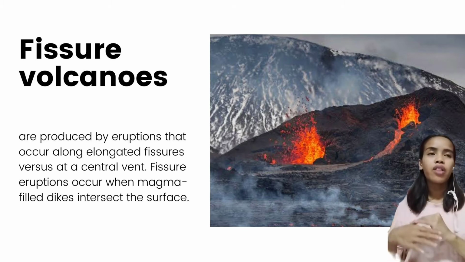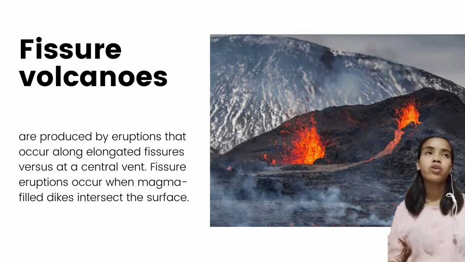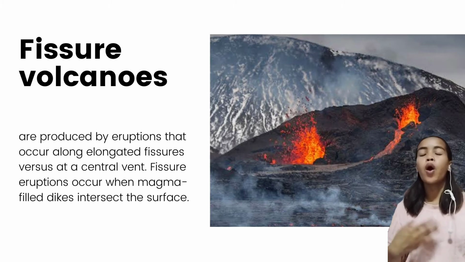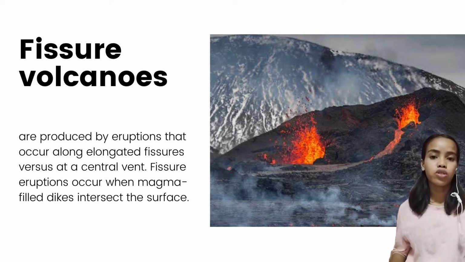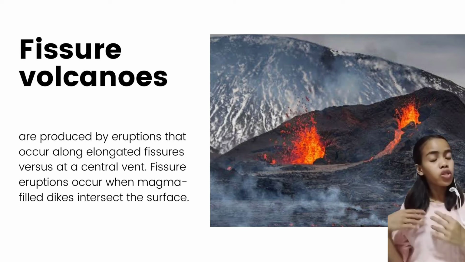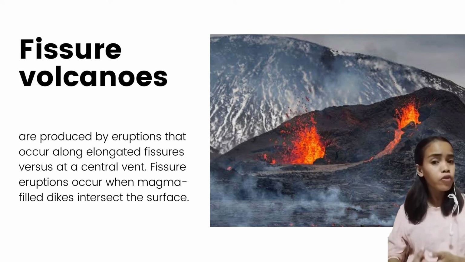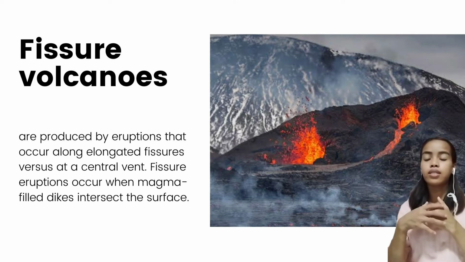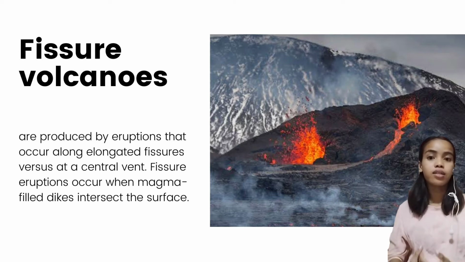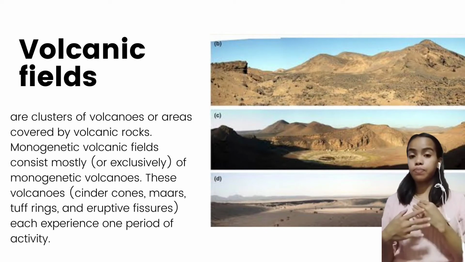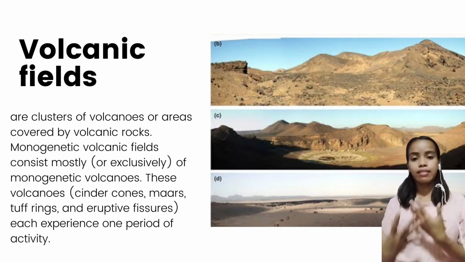So there is a long period, over a long time, of magma activity in these types of volcanoes. So in short, of course, it is a type of volcano that is very dangerous because it is a very hot volcano. So this is fissure volcanoes. Next, let us discuss the volcanic fields.